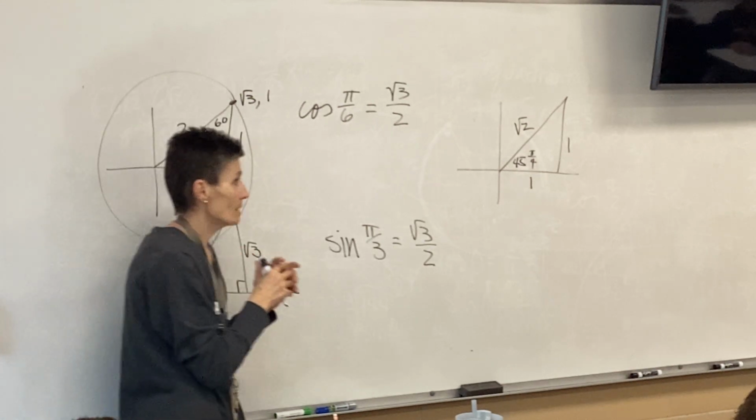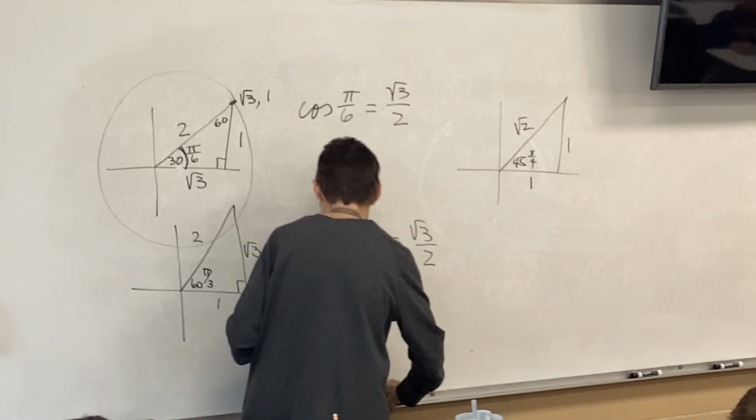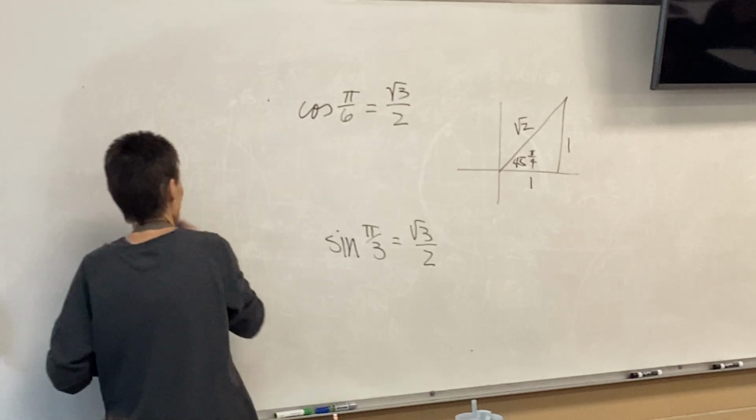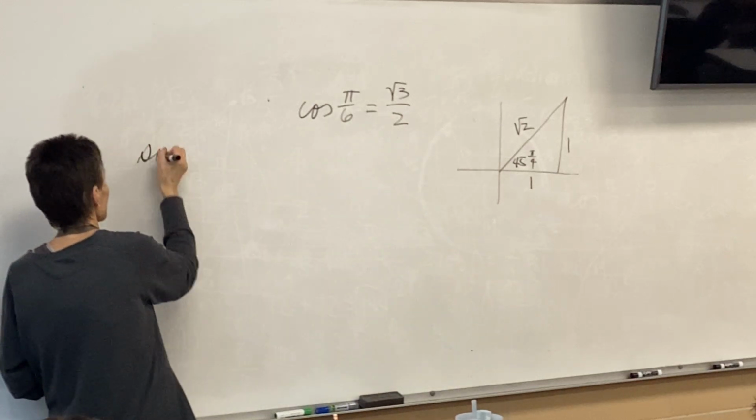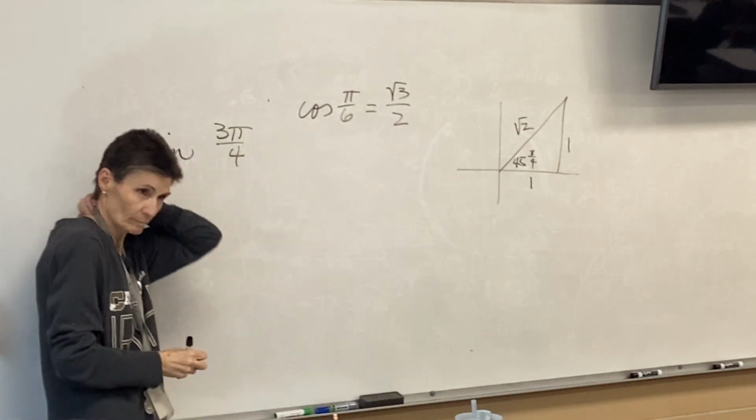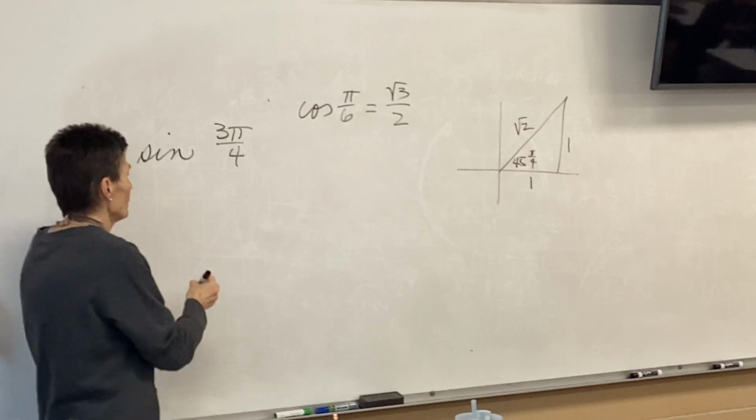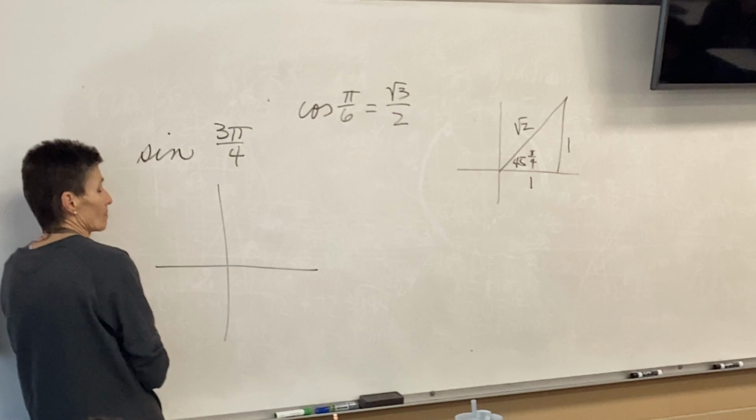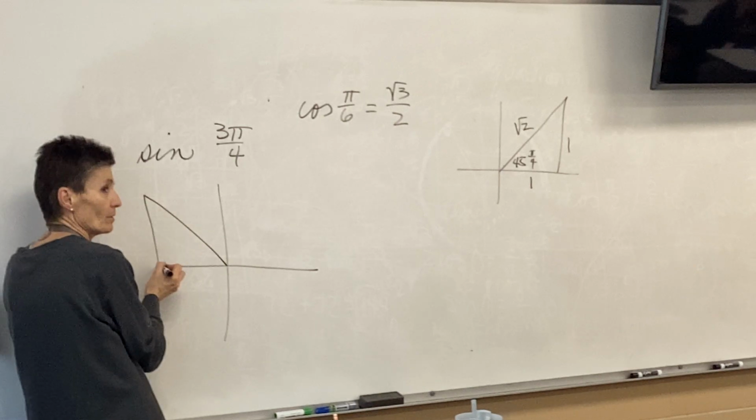Okay? Now, let's branch out a minute. We're going to get back to your notes in a second, but let's suppose you have to find the sine of 3 pi over 4. Where is that? Where is 3 pi over 4? Isn't that in the second quadrant over here?